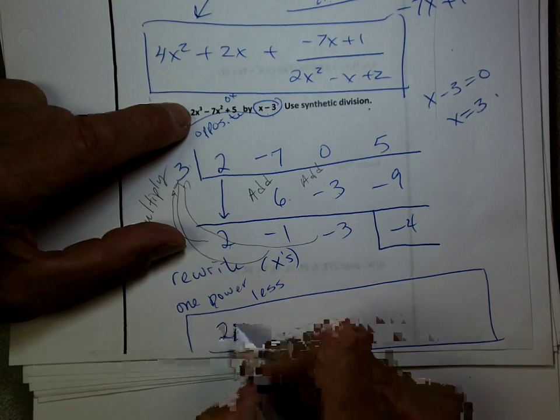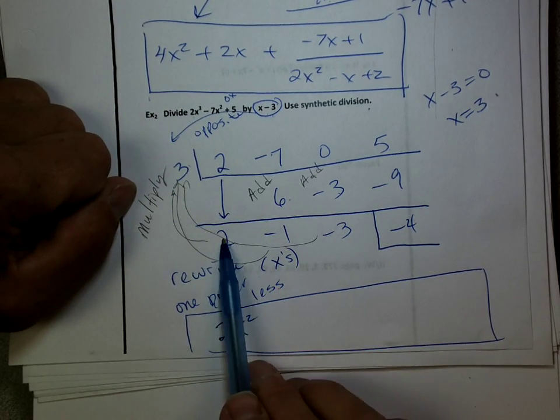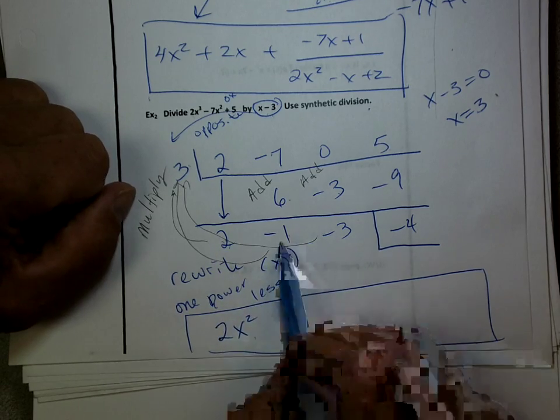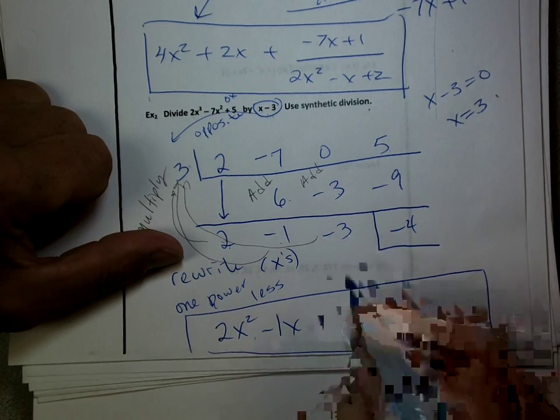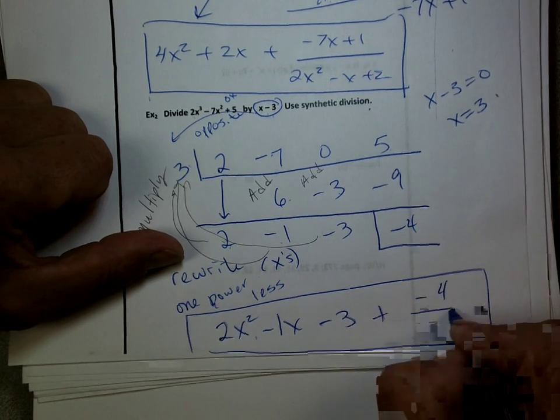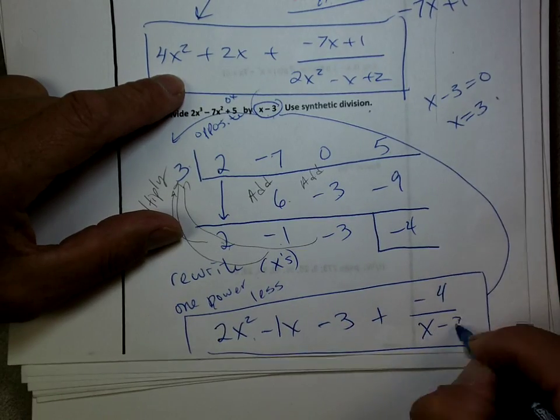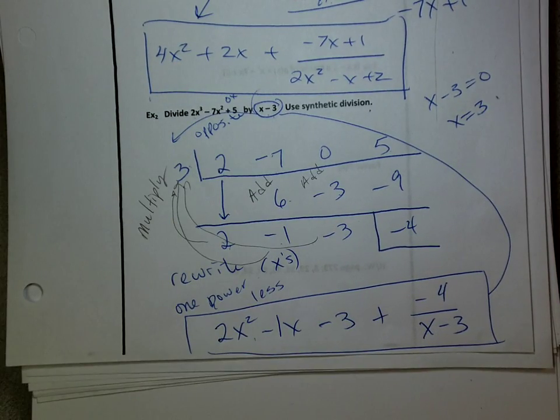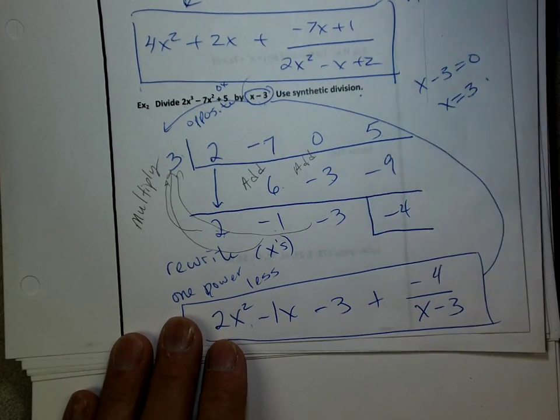2x squared. Because we took the x's out, we're going to put the x's back in. So 2x squared minus 1x minus 3, and this is the remainder. So we're going to have a negative 4 over my divisor, which originally was x minus 3. Okay, that's synthetic division. If you do it right, you take your time, it's a lot easier than what we had to do up here, okay? But synthetic division only works if you have an x plus or minus a number, okay? So turn the page. Here we go.